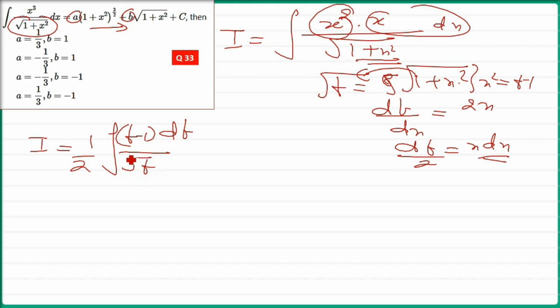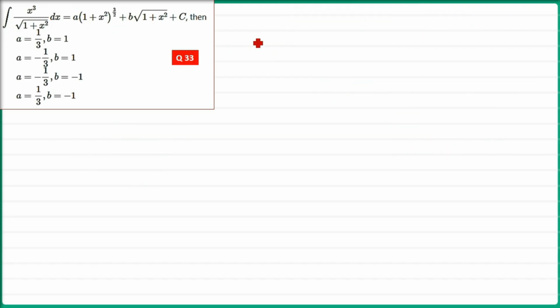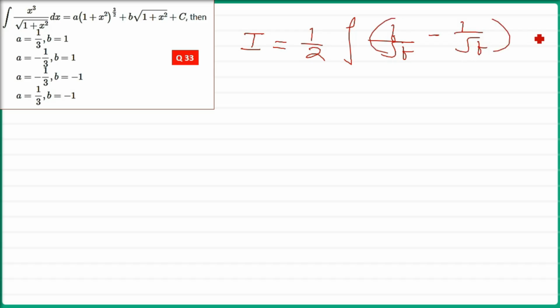Now we can integrate it directly. We need to separate them out. So I am writing it again. Integration will be half, and first one will be t by under root t, minus 1 by root t. So we'll separately integrate them. You know already we have done so many questions like this, but for the sake of completion we are going to do it just now.